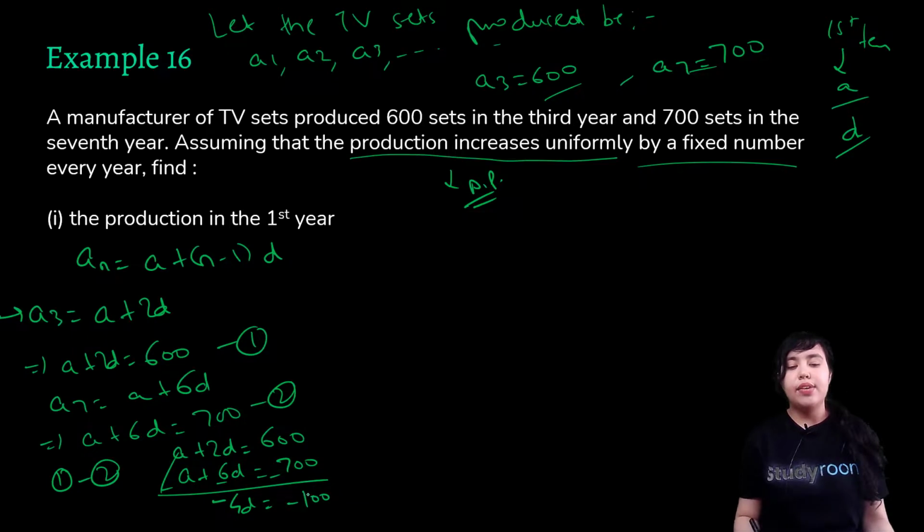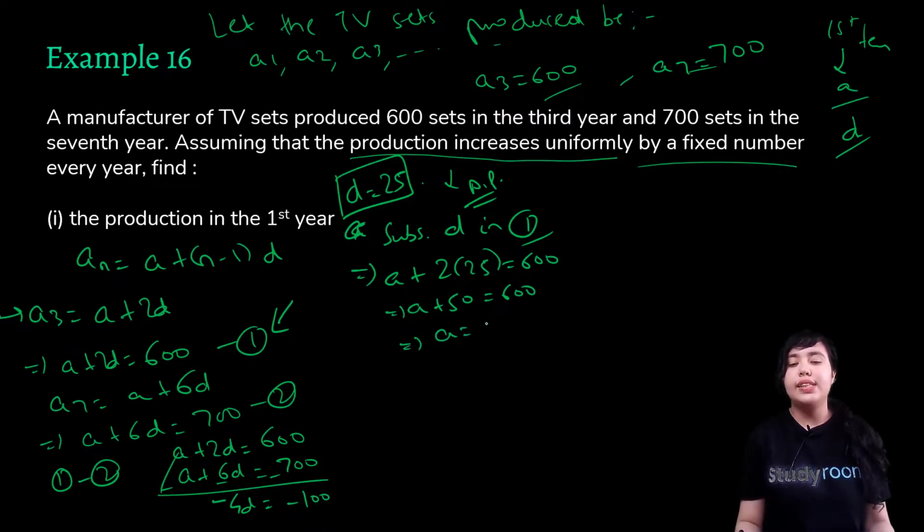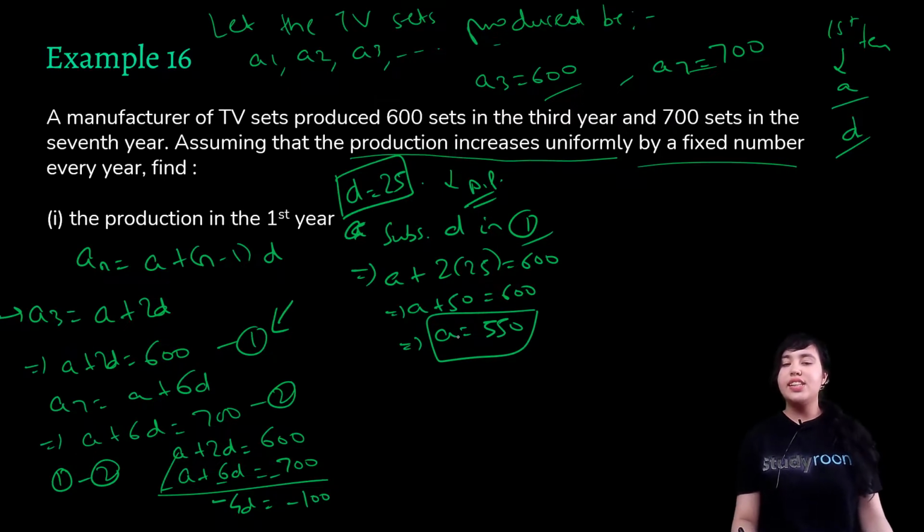So basically when you cancel it all out, you get d as 25. So d is 25. And what about a? To find a, substitute this value of d in equation number 1. So a plus 2 into 25 is equal to 600. A plus 50 is equal to 600, which means a is equal to 550. And a is nothing but the production of TV sets in the first year.